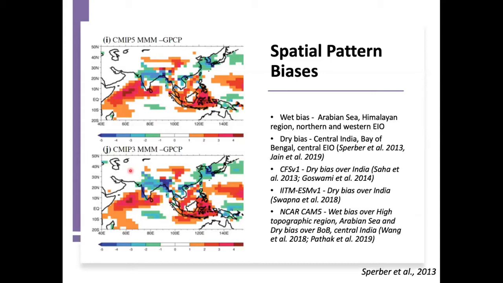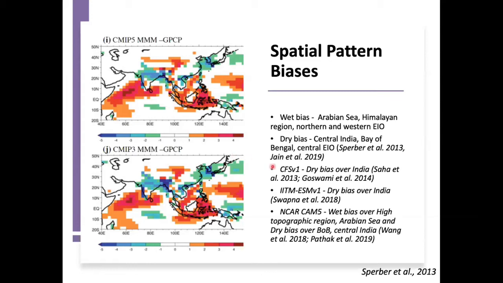So if you look at the CMIP3 multi-model mean, we see this wet bias over the Arabian Sea, and then the Himalayan mountains, and then the foothills, and then the northern and western equatorial Indian Ocean here, and this large dry bias over central India. And this is also there in CMIP5. We still have this wet bias over the western equatorial Indian Ocean and Arabian Sea, and dry bias over the central India.